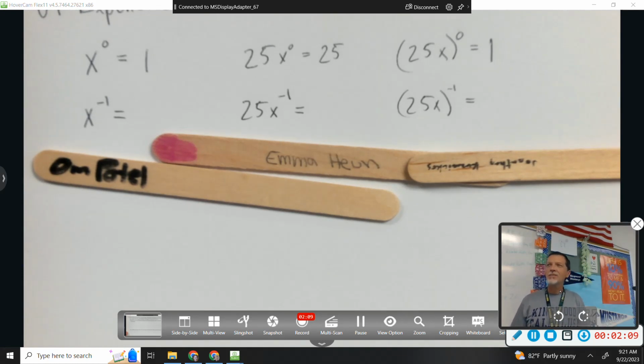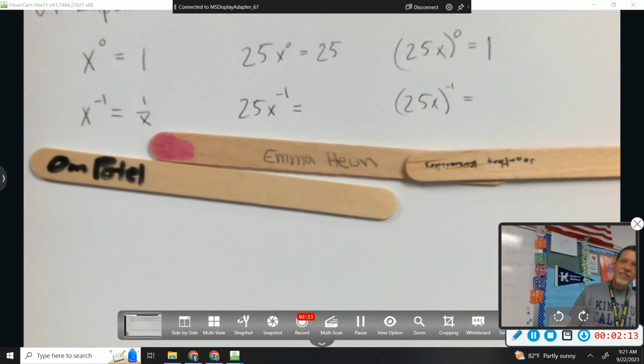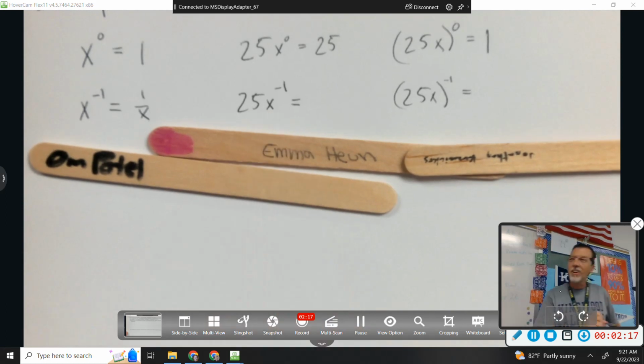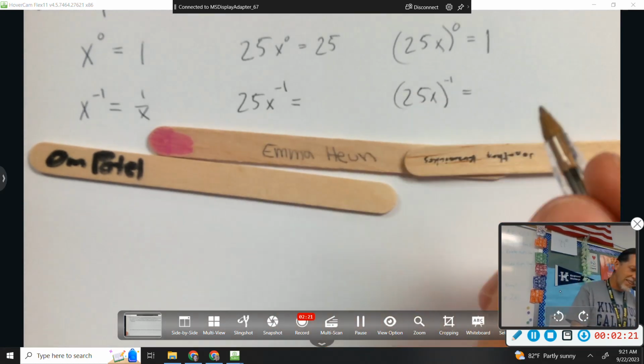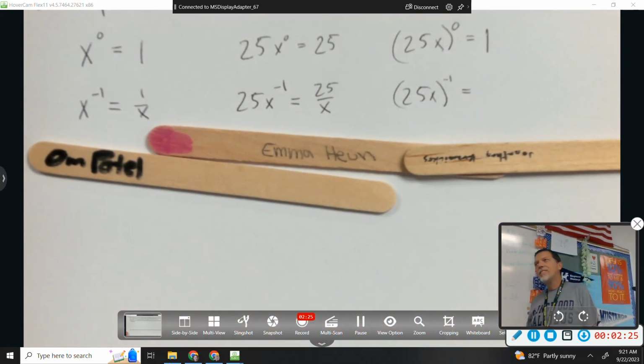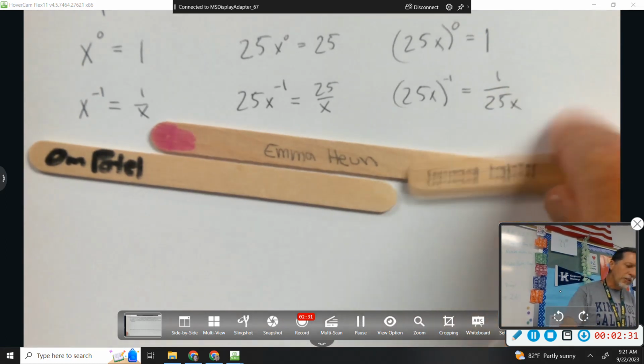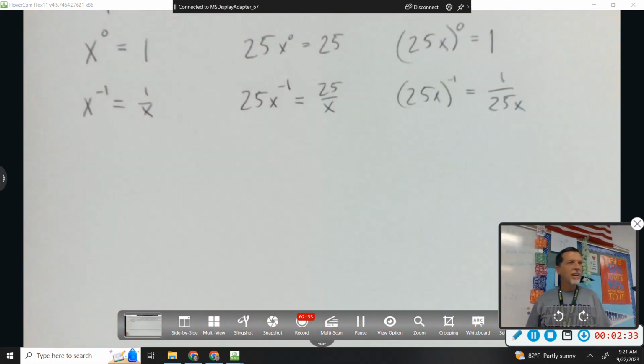X to the negative 1. What's that? 1 over x. Emma, how about 25x to the negative 1, at least as it's written right there? 25 over x. Jonathan, how about 25x to the negative 1? Yeah. Again, be careful about who's got the exponent, okay? I'm pretty sure you know the rules. Just be careful.